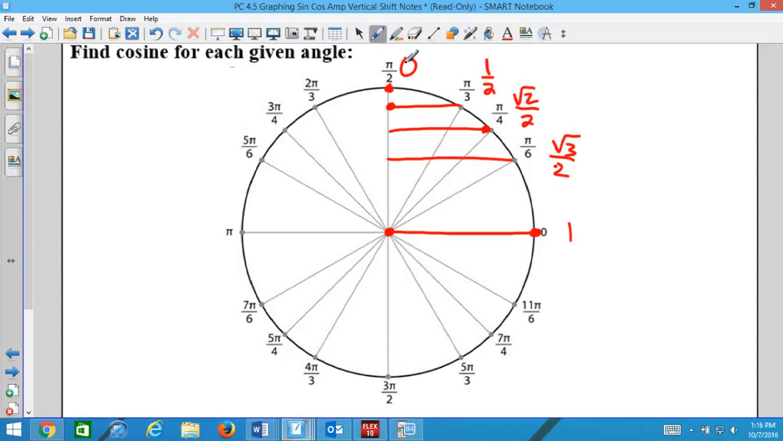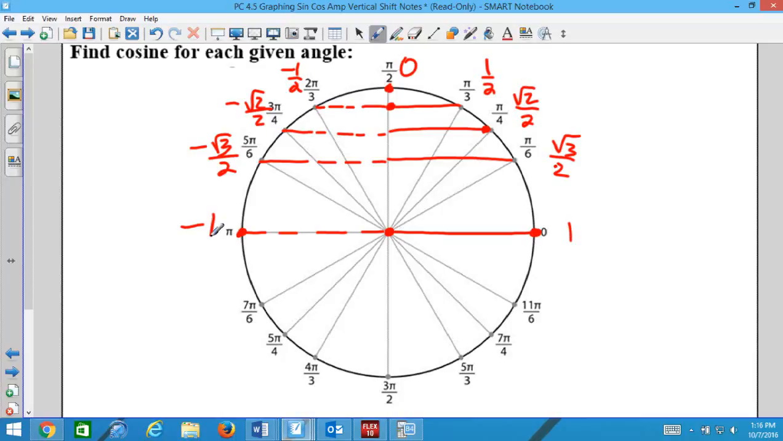And then what happens after we pass 0? We go to negative 1/2. Then we go to negative radical 2 over 2. Negative radical 3 over 2. And then from here we go negative 1. And that's the furthest left that we go.